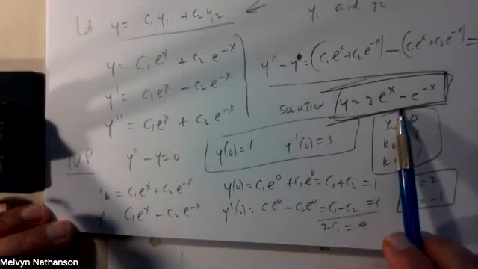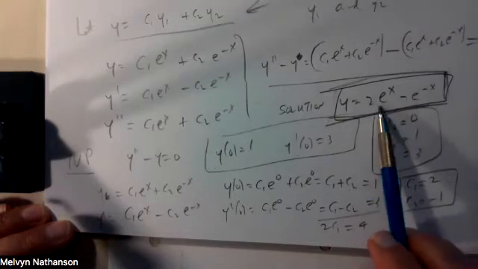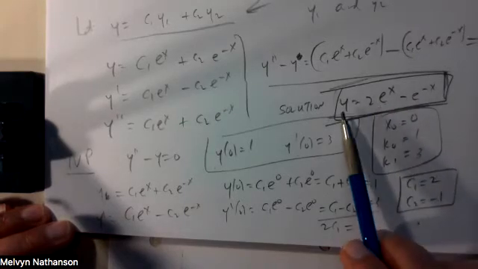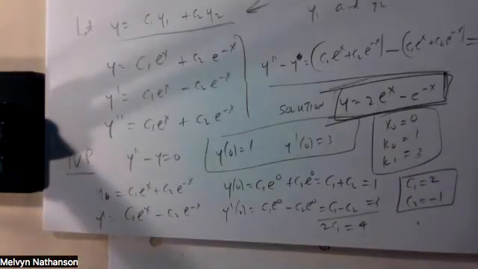So this is the solution of the initial value problem. This function solves the differential equation. When x equals 0, y is equal to 1. When x equals 0, y prime is equal to 3. Okay. Any questions about that?